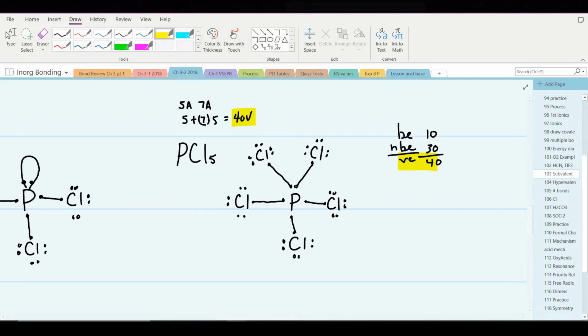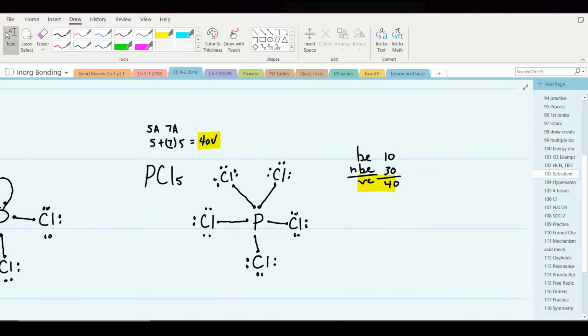Phosphorus is a hypervalent atom in this case. It has more than 4 bonds around it. It has 5. How can it do that? Well, remember, phosphorus is a third period element. It can put electrons not only in its s and p orbitals, but also in its d orbitals. And it has up to 5 d orbitals, so it can take quite a few actually.